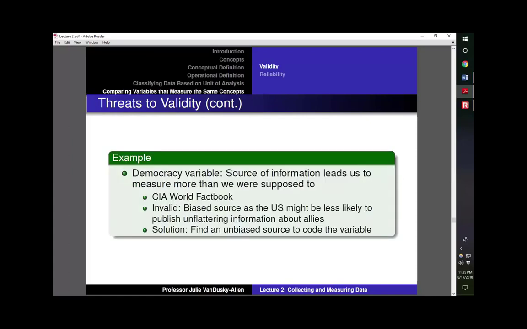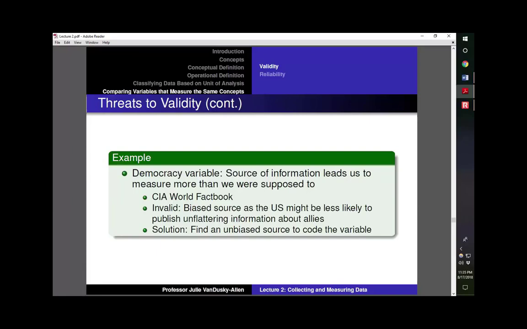For example, going back to our democracy variable, we said that we would use data from the CIA World Factbook to determine if countries had free and fair elections and leaders were held accountable for their actions. If the CIA World Factbook is an unbiased source of information of countries throughout the world, the information it gives us would allow us to collect a valid measure of democracy throughout the world.